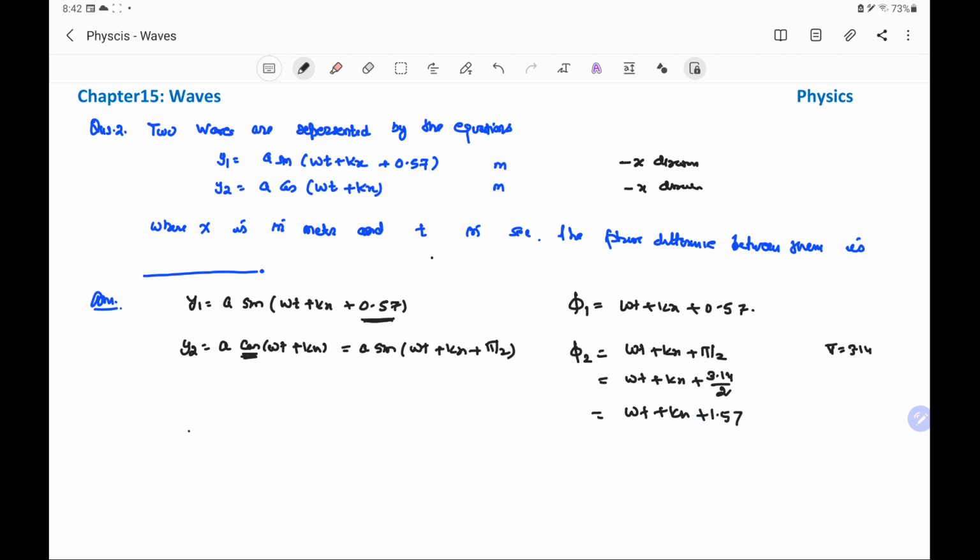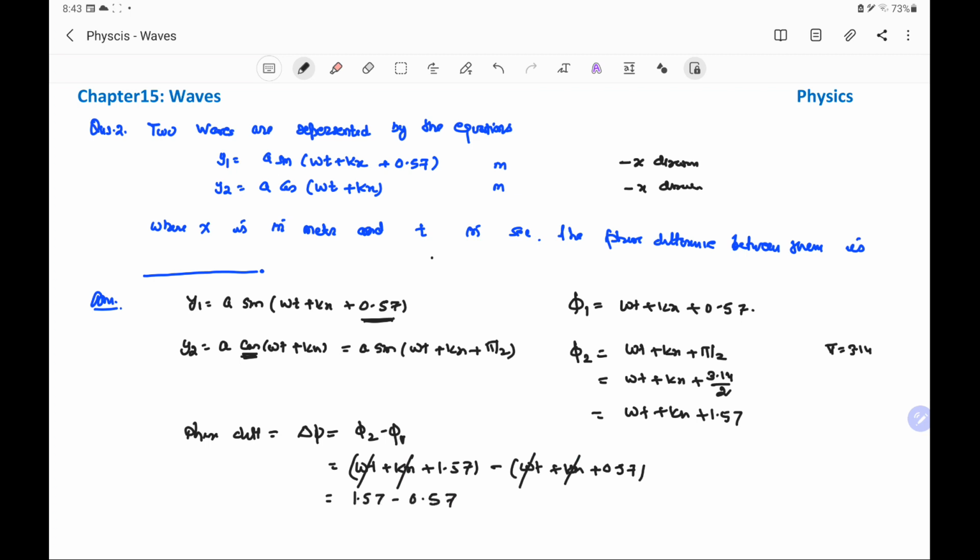Now we have to find the phase difference. Phase difference delta phi is equal to phi 2 minus phi 1. Phi 2 is omega t plus kx plus 1.57, minus phi 1, which is omega t plus kx plus 0.57. Opening the bracket, omega t gets cancelled by omega t, kx gets cancelled by kx, and the remaining is 1.57 minus 0.57. So it is equal to 1 radian. So the phase difference between these two waves is 1 radian.